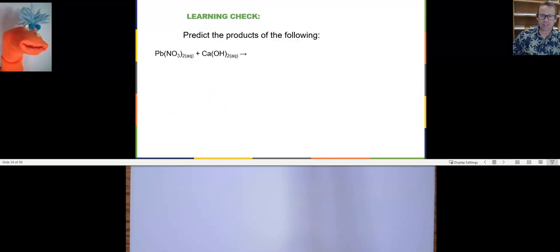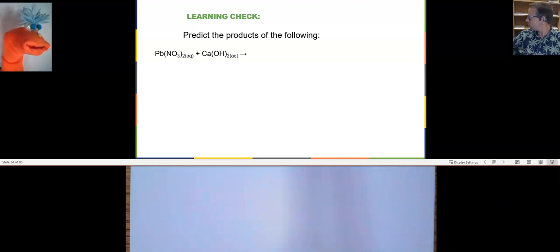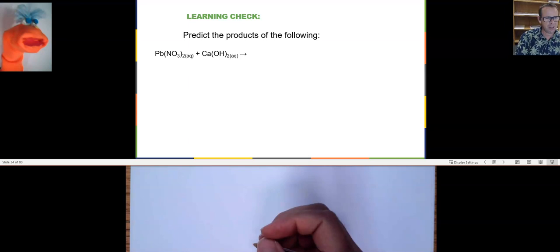So, given this AB and CD component, can you predict the products and then predict whether or not the products are going to be soluble? Okay. What do you think, Fred? What are the products for this reaction? That's going to be lead hydroxide and calcium nitrate.